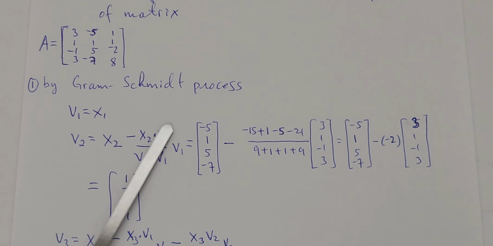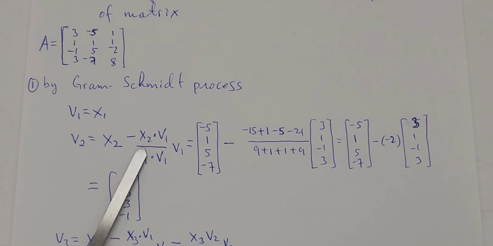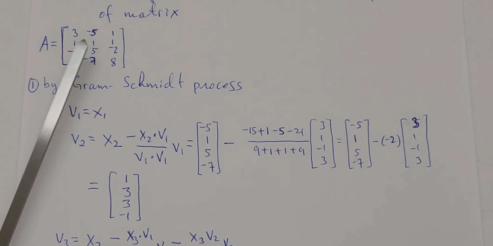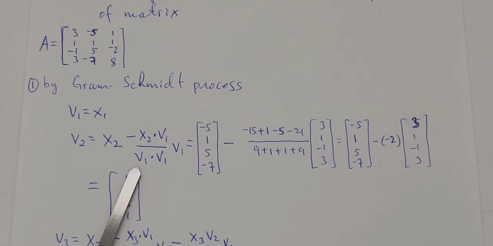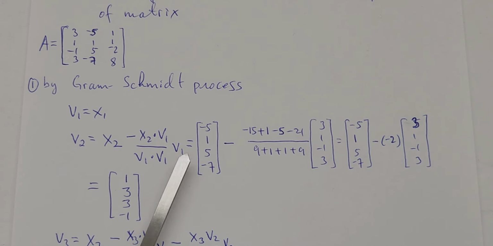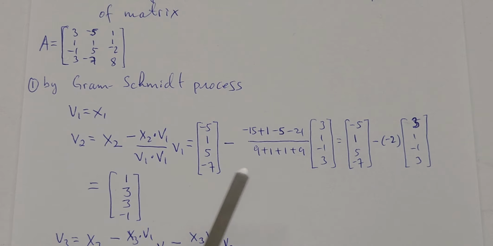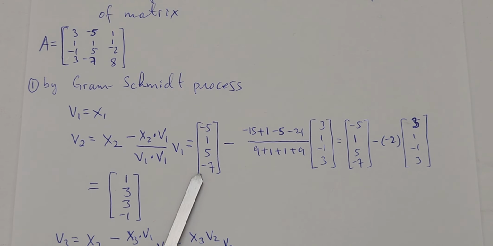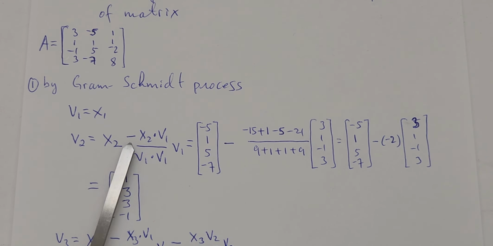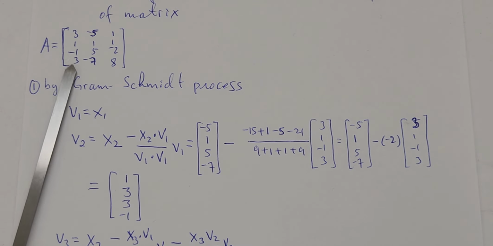V2, here's our formula. X2, which is column 2, times V1. So column 2 times column 1, divided by column 1 times column 1. And then I have another column 1, which is here. So write it out. Here is column 2 minus column 2 times V1, which is column 1.